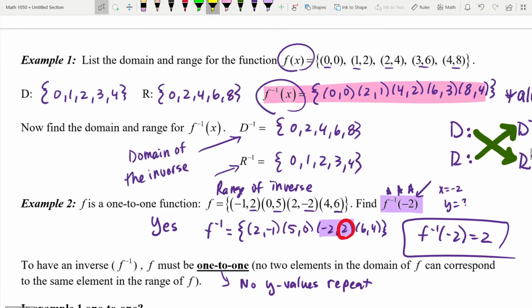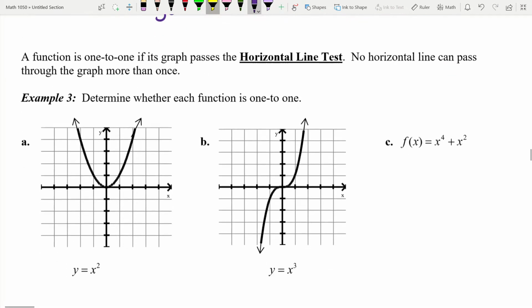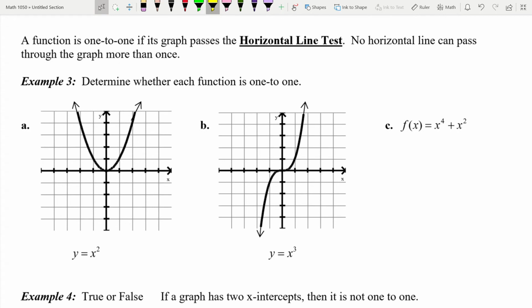Back at example 1, they're asking if this is 1 to 1. We'll look at the y's: 0, 2, 4, 6, 8. Nothing repeats. Is it 1 to 1? Yes, it is. Why do we keep talking about this 1 to 1? Because if something's not 1 to 1, then it's not going to have an inverse.